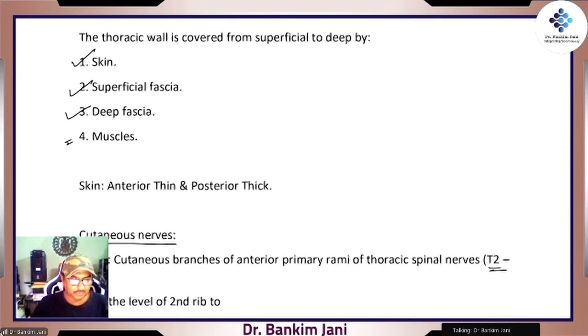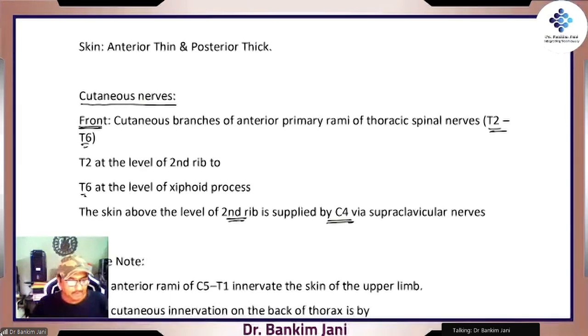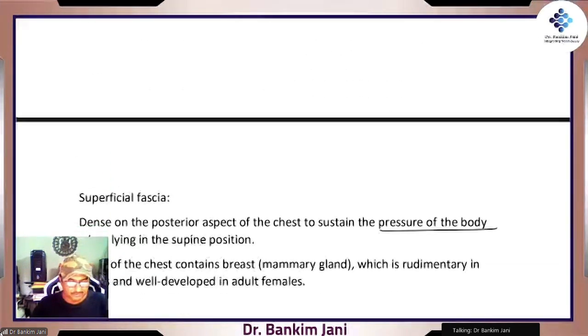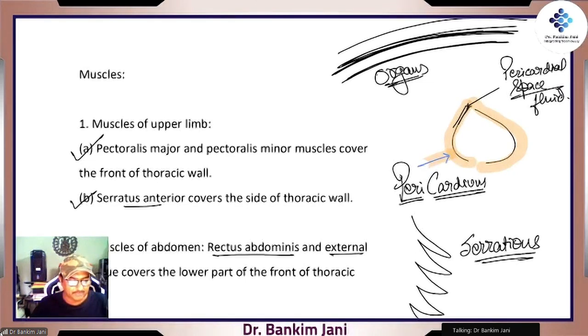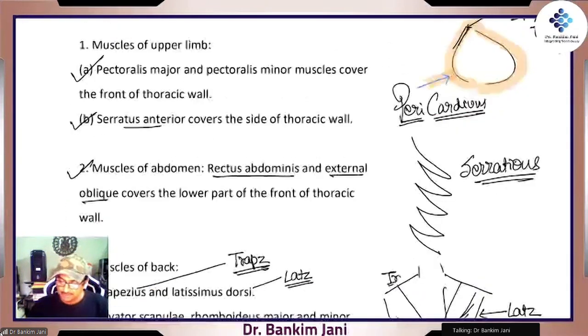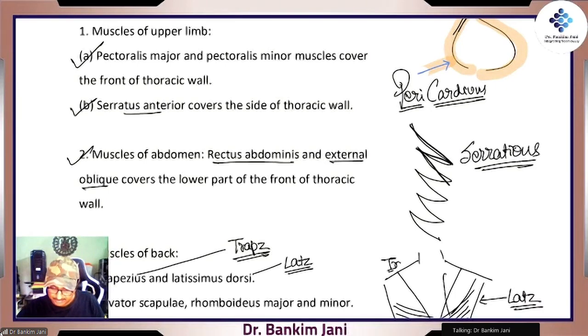Coverings of the thoracic wall: skin, superficial fascia, deep fascia, muscles. These are the cutaneous nerves. This is the anatomy part, we are not touching it right now. Some important muscles: pectoralis major, pectoralis minor, which are the anterior chest muscles. Serratus anterior, serrations means like that. These serratus anterior are multiple strips of muscles covering the side of the thoracic wall.